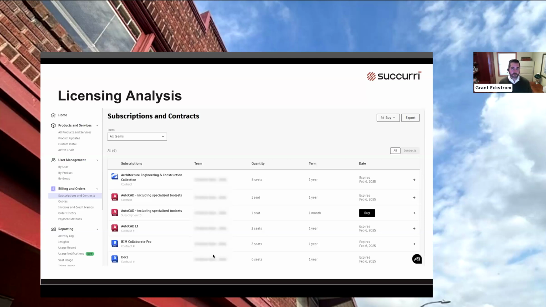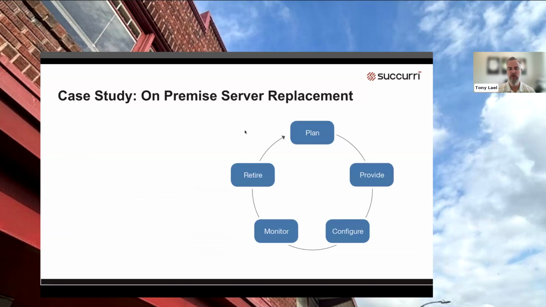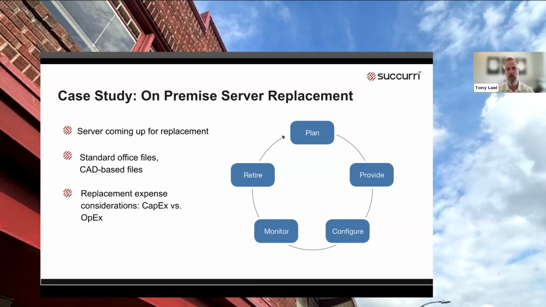to have involved. Right. Let's go through a case study, and Grant, maybe walk us through this scenario. Whenever I think of a server coming up for replacement, I think of lifecycle management. You know, our servers are coming up, our laptops, our machines. Here's who's using what. If you guys are monitoring like you do, you'll know when that stuff is coming up. This just happens to be a server that's running Autodesk. Yep. Maybe walk us through this scenario and what you guys did.